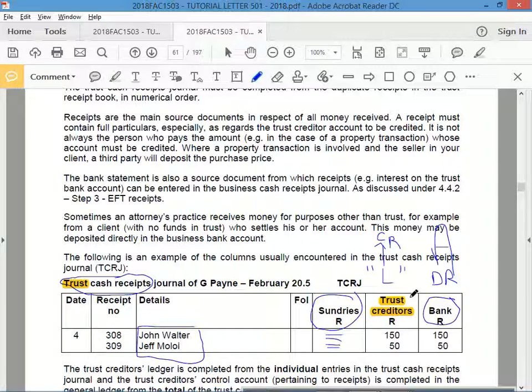So you account for it in your books. So in your books, you will have that account, that T account. There'll be a T account in your books that's called trust creditors, right? And you'd be crediting that account every time there's money being received from someone for the clients.